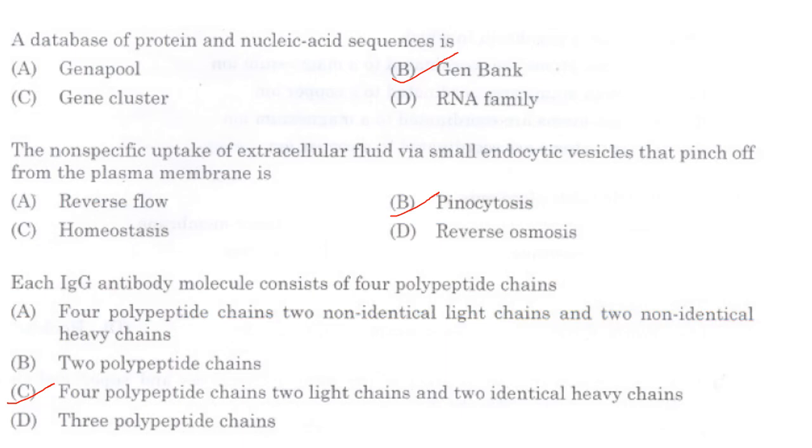The non-specific uptake of extracellular fluid via small endocytic vesicles that pinch off from the plasma membrane is called pinocytosis. Answer is option B. Then next one. Each IgG antibody molecule consists of 4 polypeptide chains, 2 light chains and 2 identical heavy chains. So that's the correct answer. Answer is option C.